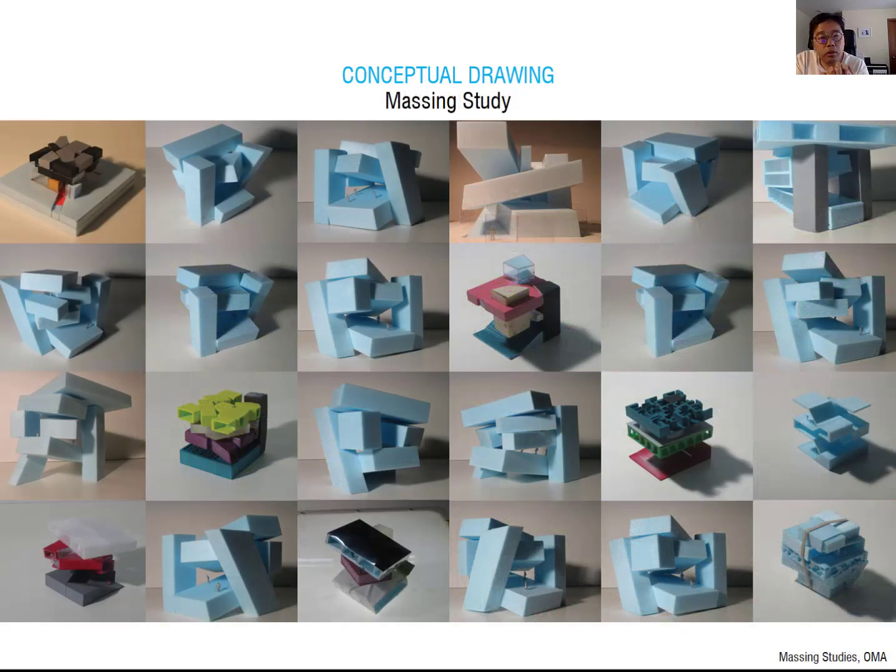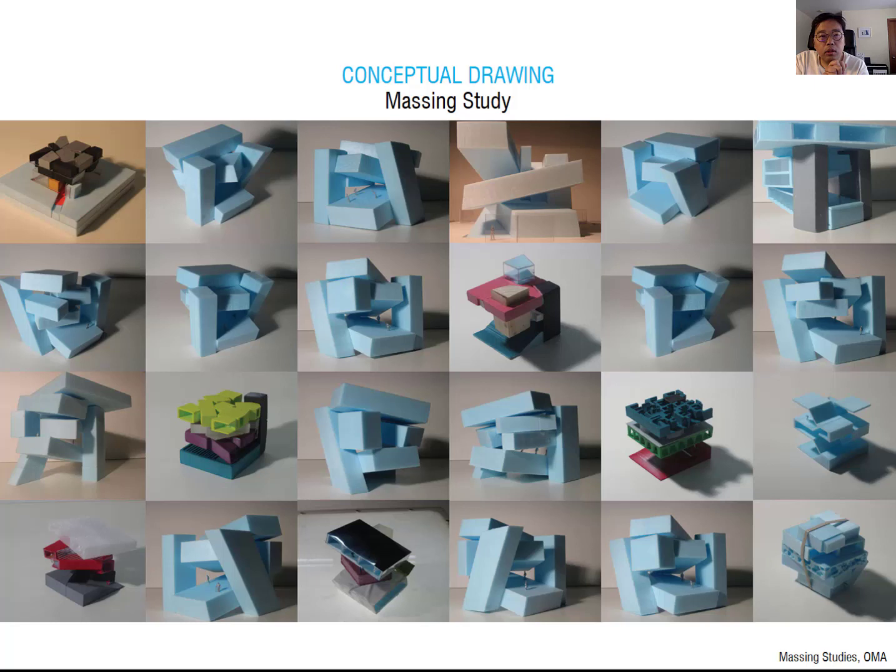After that, you also have to consider the massing. We will keep studying architectural massing to find a better design and solution for the people who will use this space. In this phase, we keep considering the spatial quality. You can study through rendering sketches or massing models. This is the OMA massing study.